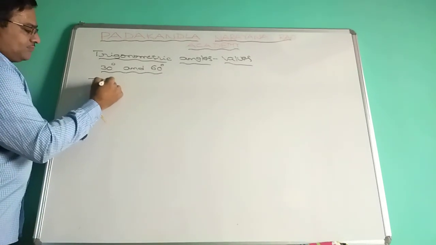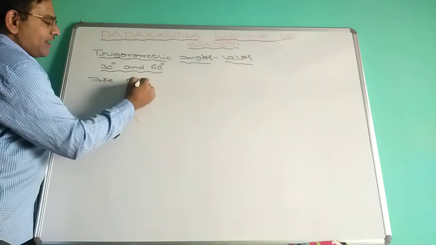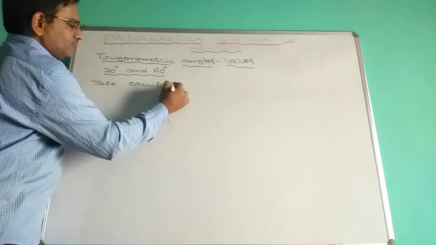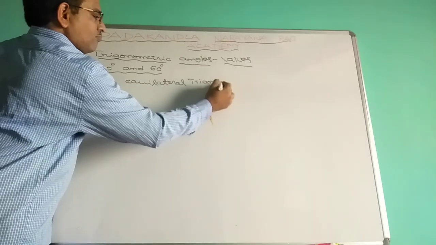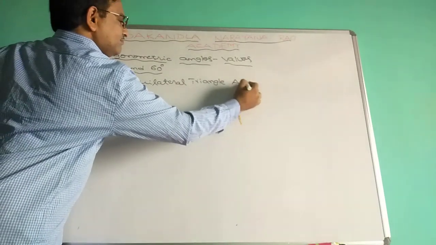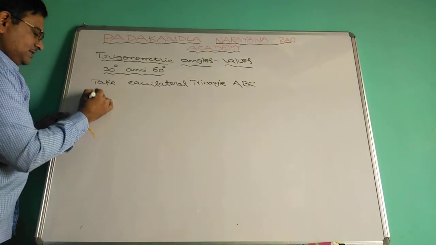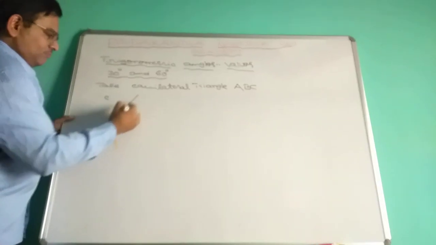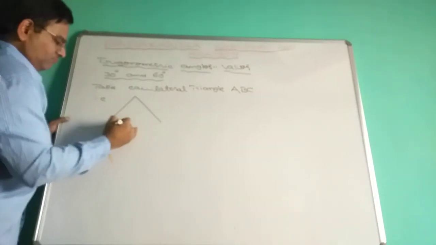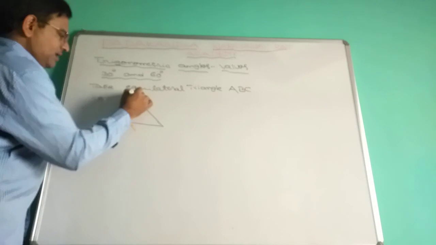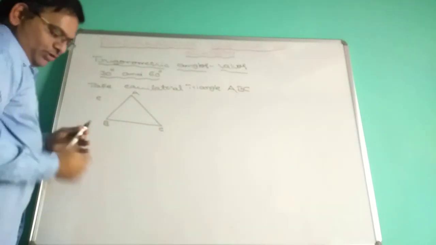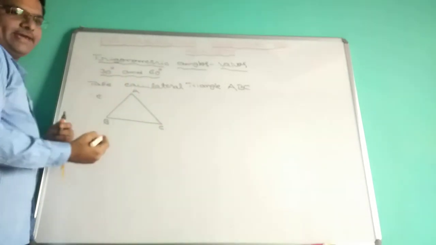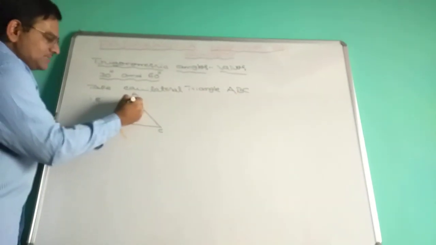Take an equilateral triangle ABC, that is A, B, C. We know that in an equilateral triangle, every angle will be 60 degrees.